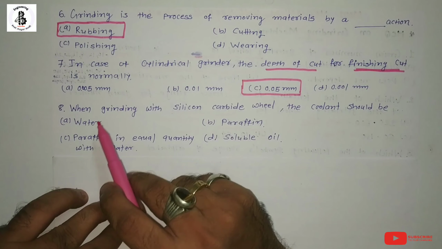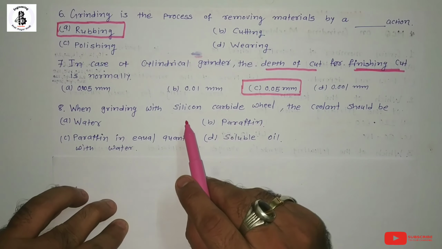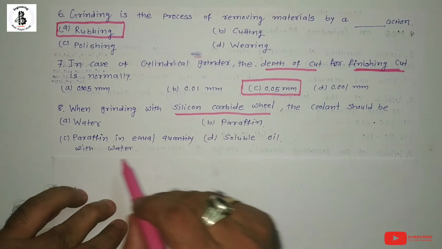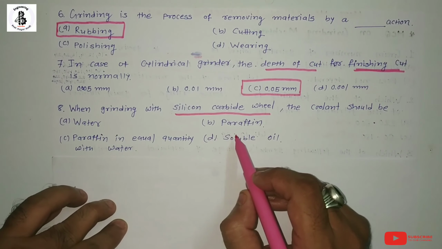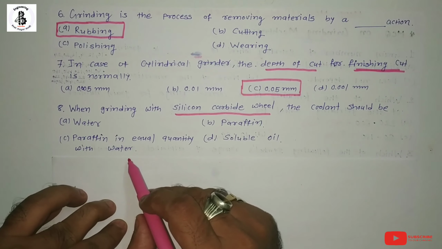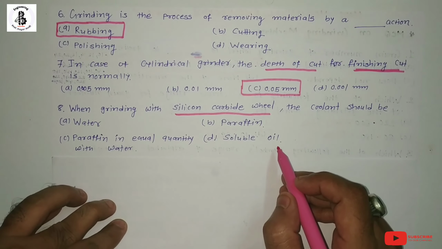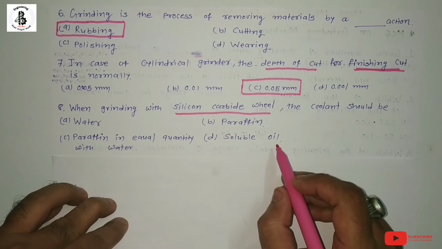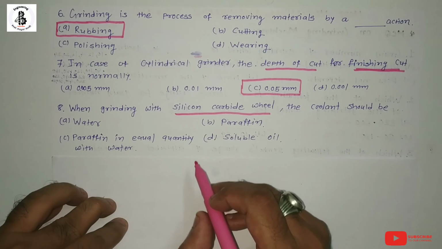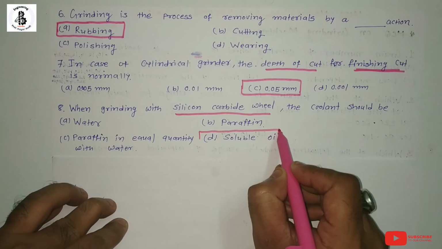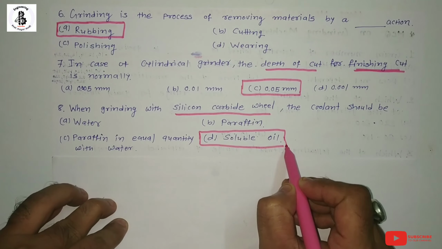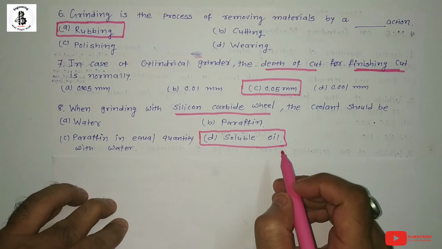Then next question. When grinding with a silicon carbide wheel, the coolant should be option A water, option B paraffin, option C paraffin in equal quantity with water, and option D soluble oil. Basically if you work with silicon carbide grinding wheels, the coolant generally selected is soluble oil, which is easily available in the market. That also increases the life of the silicon carbide wheels. So the right answer is option D, soluble oil.